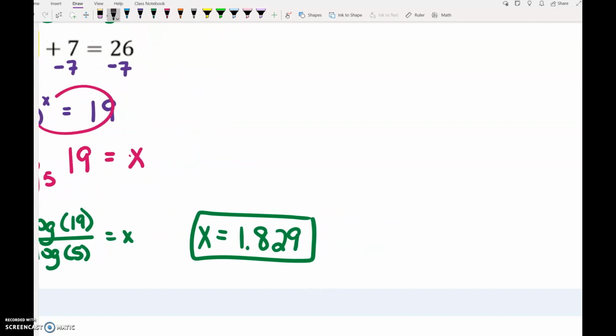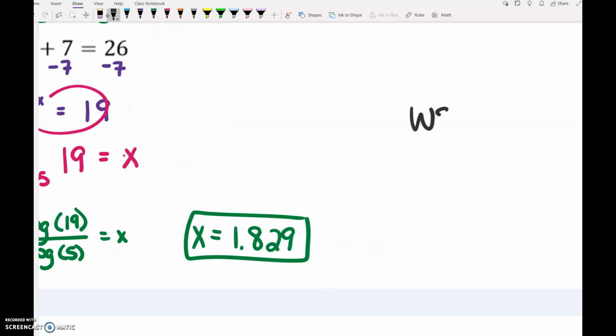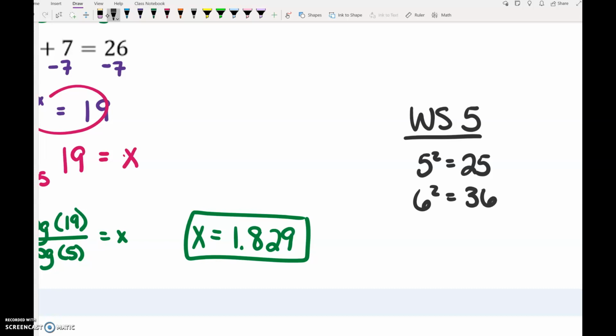On your assignment is worksheet 5. You may need, in case you don't know, 5 squared is 25, 6 squared is 36. Those would be your hints for 2 of the problems. The rest should be pretty self-explanatory.